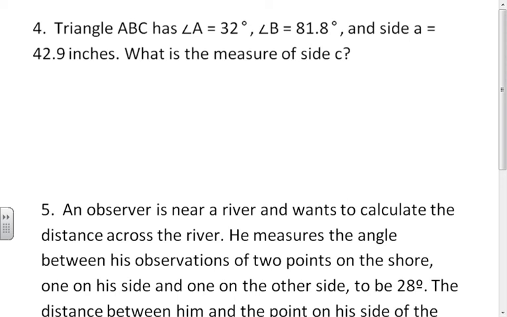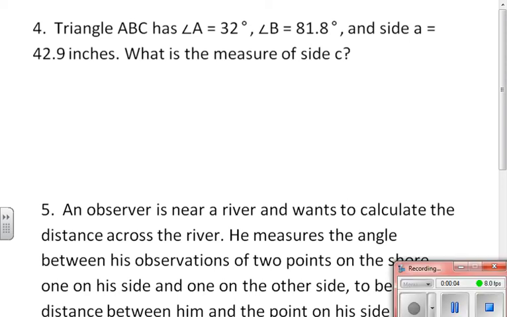Just a few more examples to make sure we've had enough practice that this makes sense. Triangle ABC has angle A equaling 32, angle B equaling 81.8, and side a equaling 42.9. What's the measure of side c?